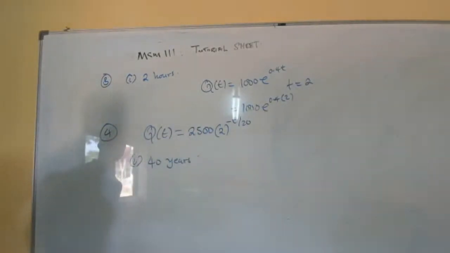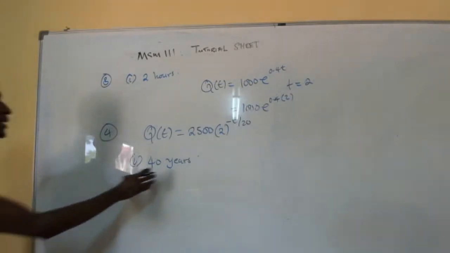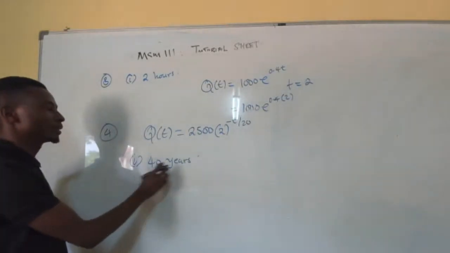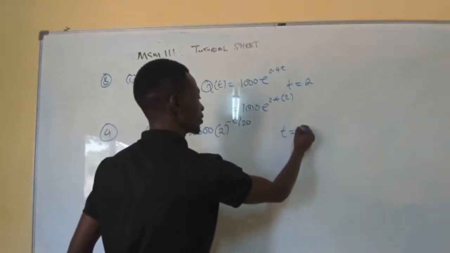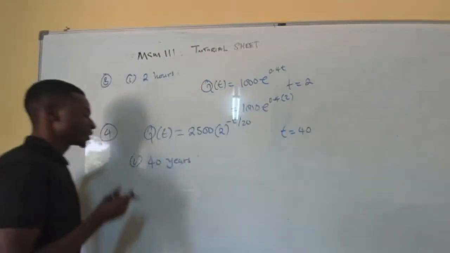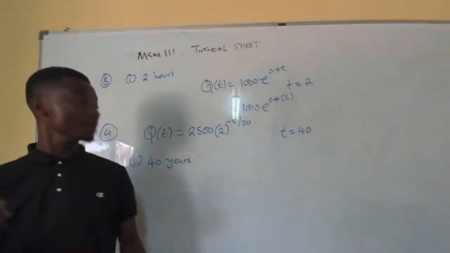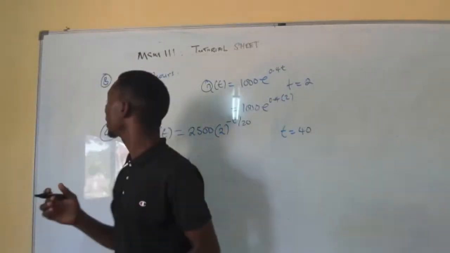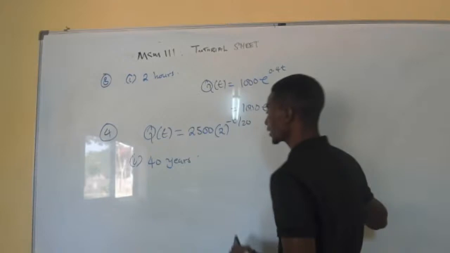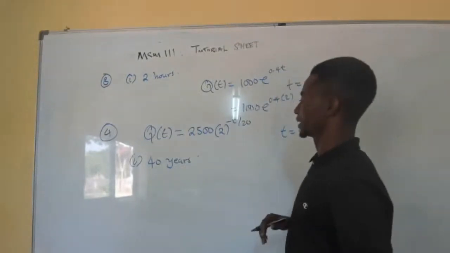So the equation is there. What you're supposed to do is just to substitute time. So you say t is equal to 40. If your t is equal to 40, it's simple. Let's solve it and see what we're going to get. We are saying t is equal to 40.